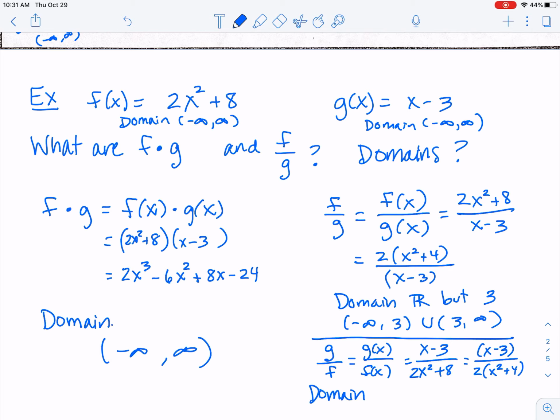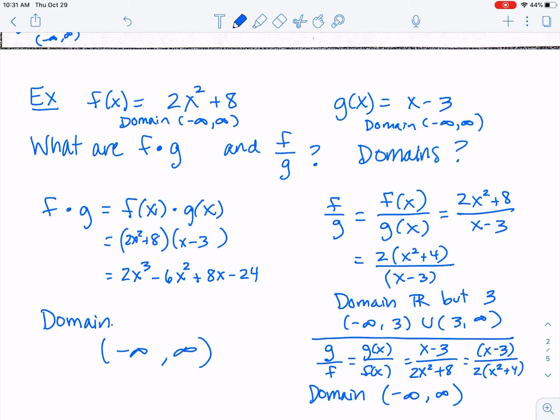How about any positive numbers? If I have a positive, I don't know, a million squared, it's still going to give me a positive number times 2, still a positive number plus 8. So when will this denominator be 0? This denominator will never be 0. It will always give me a positive number. So that means the domain for g divided by f is negative infinity to infinity.